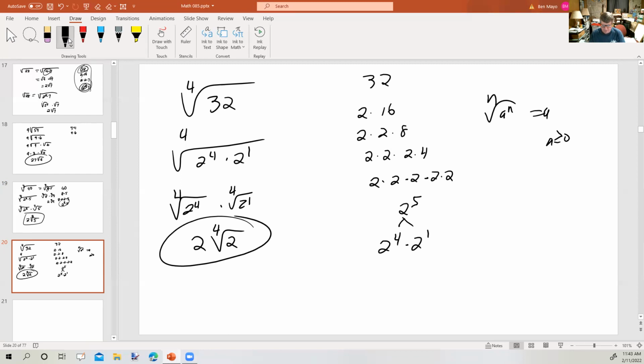Okay with that? See what I'm doing there? Again, if you know that 32 is 16 times 2 and 16 is something to the 4th power, great, but my guess is most of us won't. So this way will get us there.